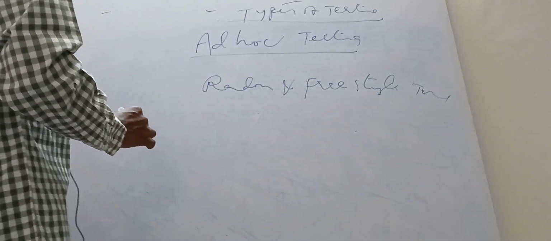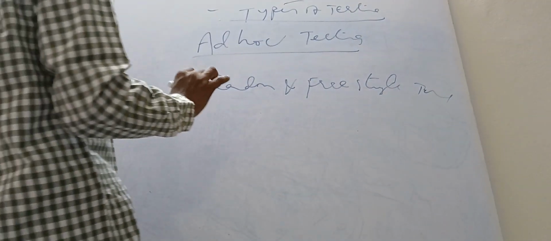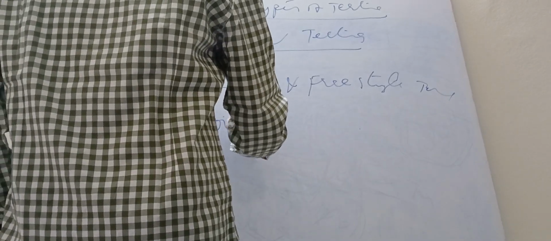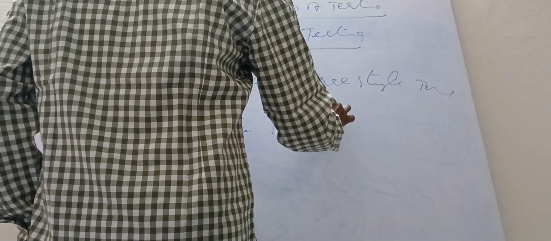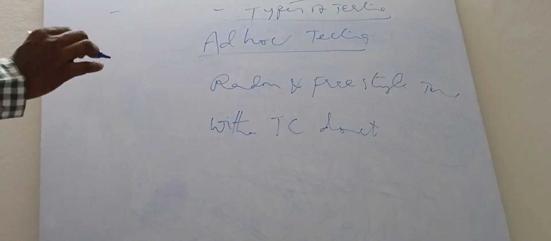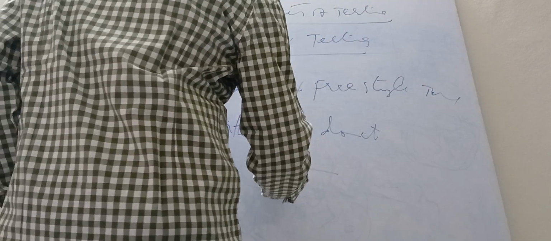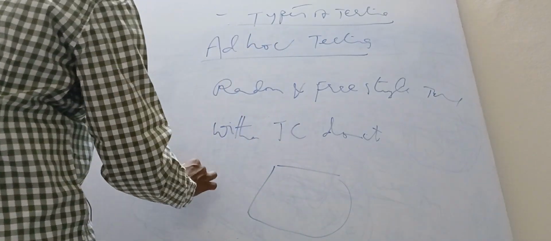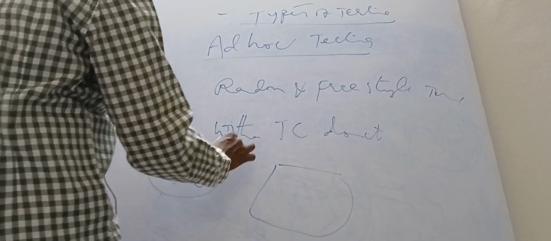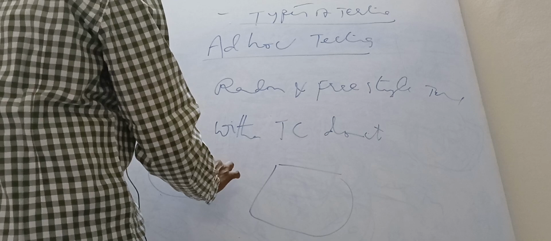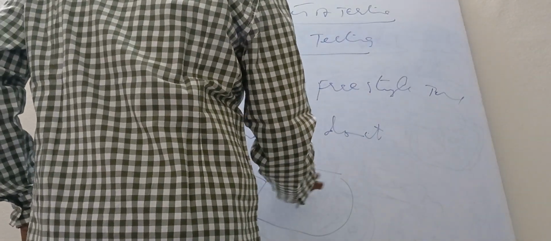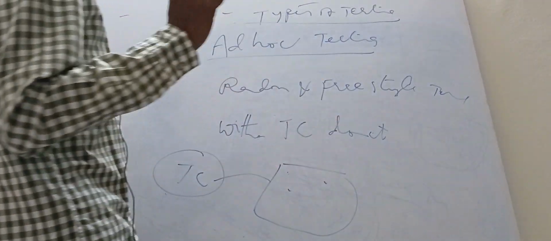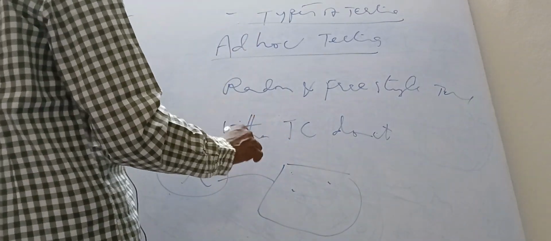Freestyle testing conducted on the application without using the test case document. If we want to test an application, we need test cases, right? But in ad hoc testing, we won't use the test cases, just clicking around with random and freestyle testing. By using error guessing, we go through the testing of that application.